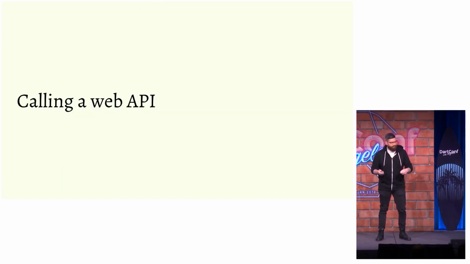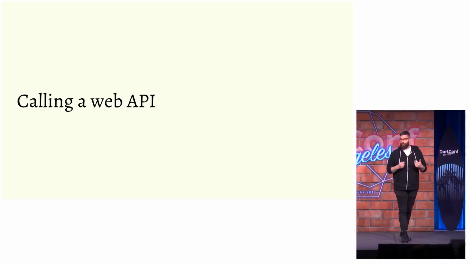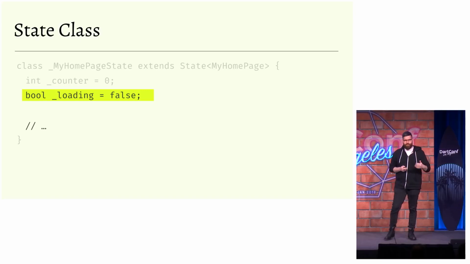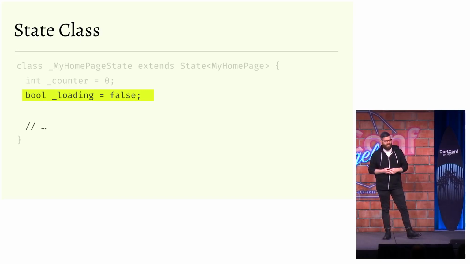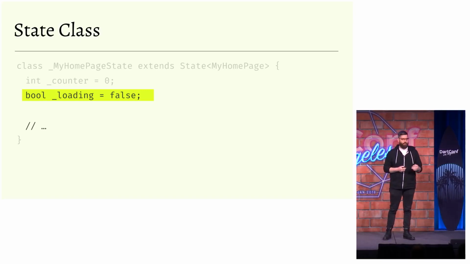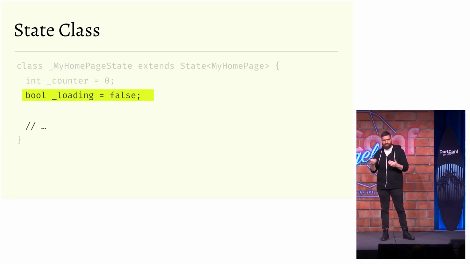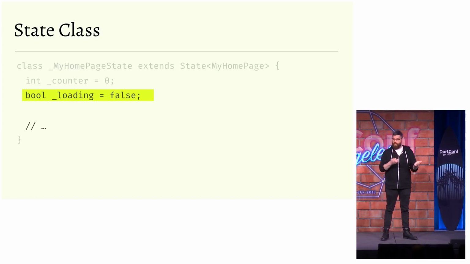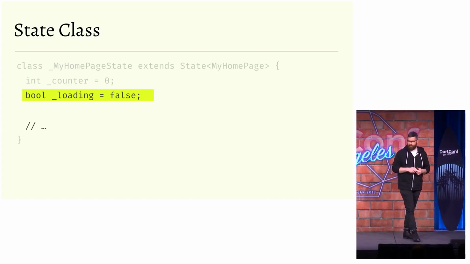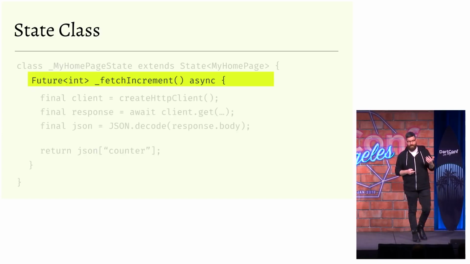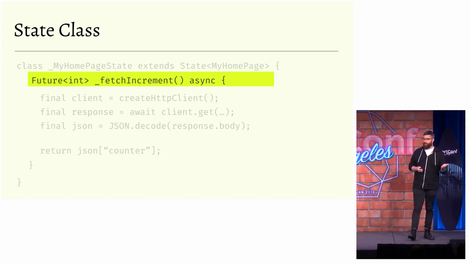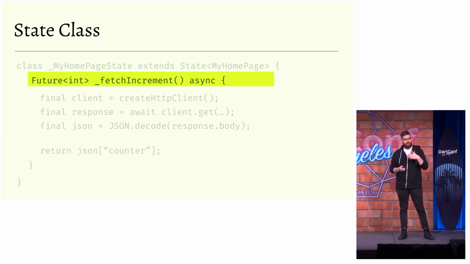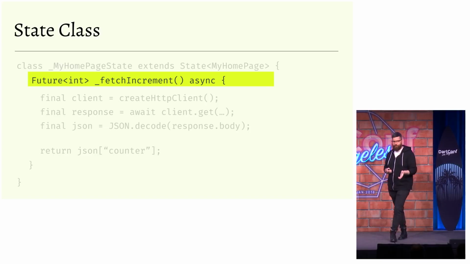So let's keep going. Let's progress, right? We want to start calling web APIs or maybe a database. So now what we'll do is we'll sort of start to enhance our state class. We'll throw a Boolean in there of whether it's loading or not. And that way our UI can show a loading status or the actual counter if it's true or false. And then what we'll have is we'll actually have a method within our state class that goes ahead and talks to the API. So we'll just call this fetch increment for right now.